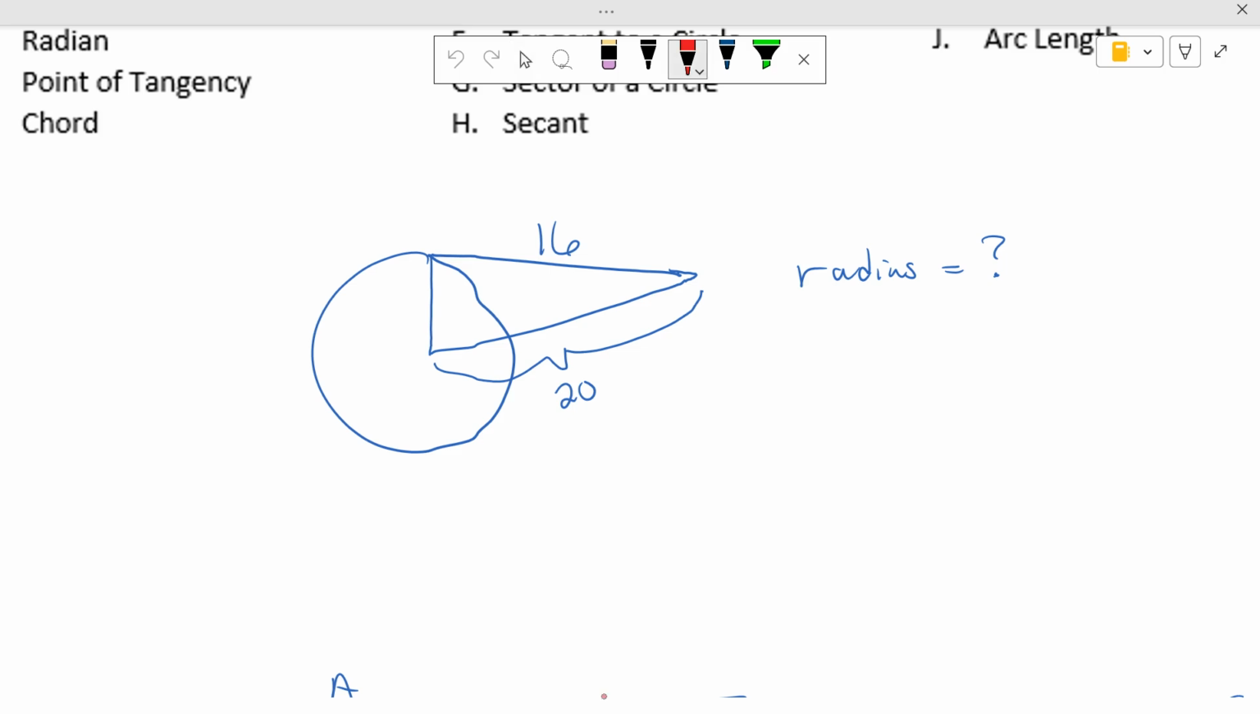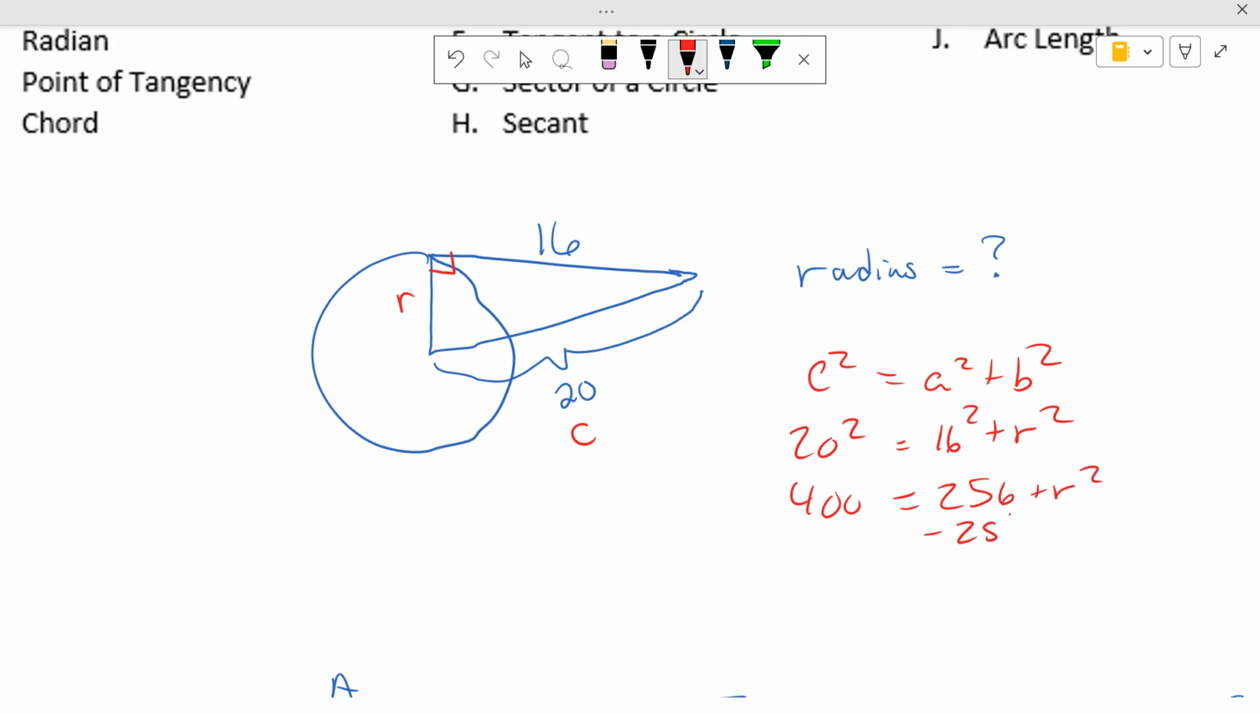All right. How do we find this radius? The radius we could call R right there. How do we find the radius? Pythagorean theorem. What's C in this case? 20 is C because our right angle would be here. So C squared equals A squared plus B squared. So 20 squared equals 16 squared plus R squared. So 400 equals 256 plus R squared. If we subtract 256 from each side, R squared equals 144. And if we take the square root, what does R equal? 12. So the radius is 12.